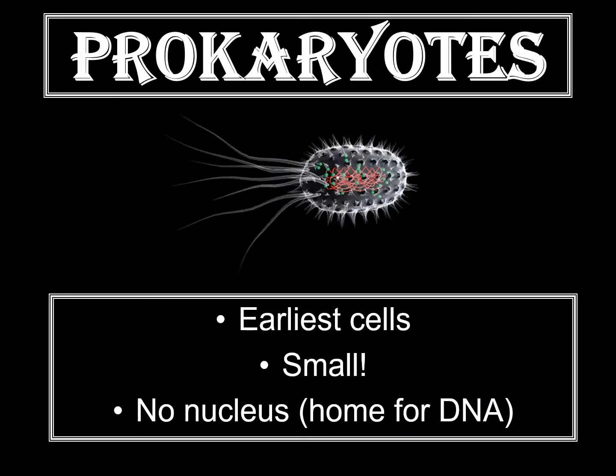All right, on to the prokaryotes. So prokaryotes are the earliest cells, or thought to be the earliest cells here on Earth. They are extremely small when you're comparing them to a eukaryotic cell, and they don't have a nucleus. That's one of the main characteristics that make it a prokaryote. So it doesn't have a nucleus. It doesn't have this nice little structure for its genetic material. But it does have some other things that we'll talk about that make it distinctly prokaryotic.